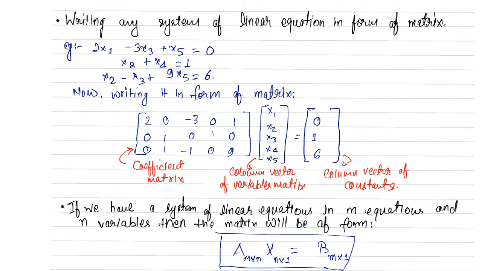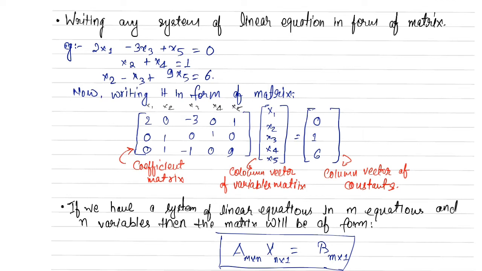So we'll make a first matrix in which we will write all the coefficients of the variables. Here the x1 coefficient is 2, x2 is 0. We'll say x1, x2, x3, x4 and x5, and all the coefficients we'll write here. x1 is 2, x2 is 0, x3 is minus 3, x4 is 0, x5 is 1. Similarly here x1 is 0, x2 is 1, x3 is 0, x4 is 1, x5 is 0. Similarly for the third equation.